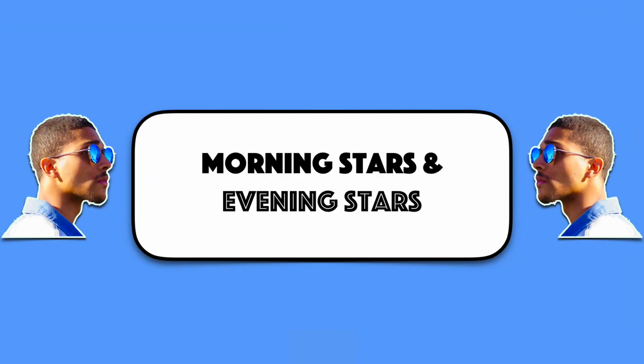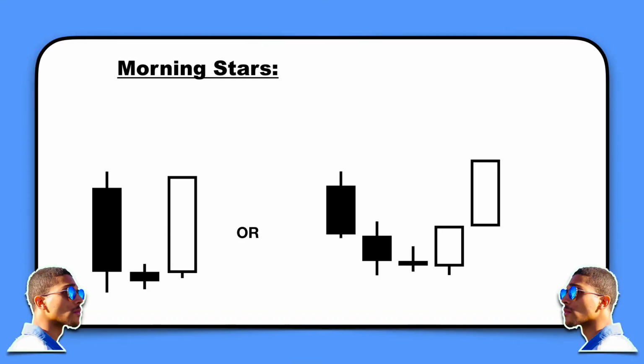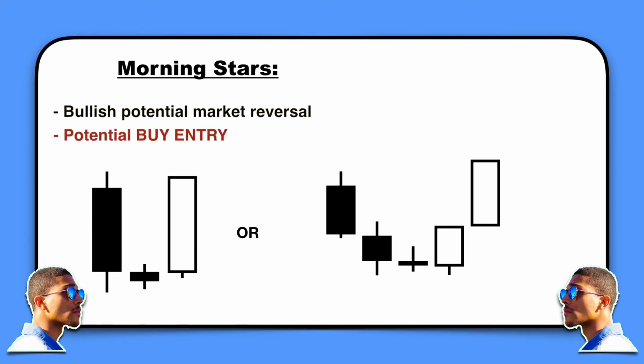Now let's look at morning stars and evening stars. Morning stars are bullish patterns which signify a potential market reversal. Morning stars provide you with a possible buy entry into the market. They come in many different forms and consist of at least 3 candlesticks. The ideal morning star takes 3 candles to make, but the more realistic morning star took 5 candles.